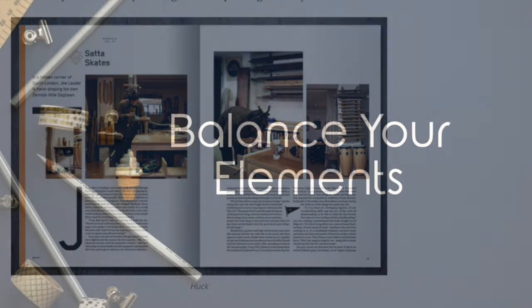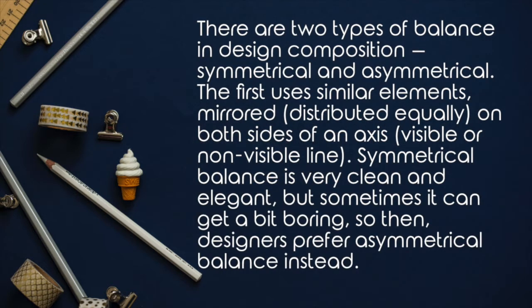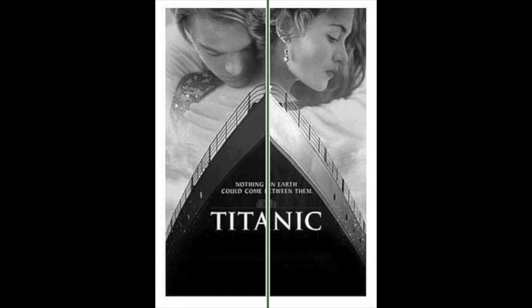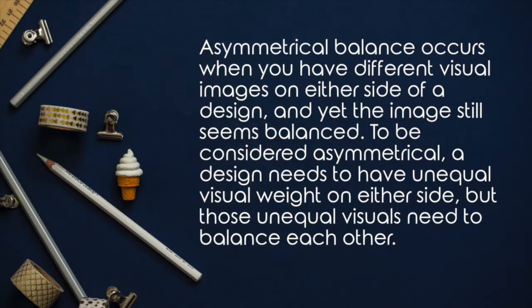The next tip I want to share is this idea of balancing your elements. So there are two types of balance in design composition: symmetrical balance and asymmetrical balance. The first uses similar elements, mirrored, things distributed equally on both sides of an axis. So this could be a visible or an invisible line. Symmetrical balance is very clean and elegant, but sometimes it can get a bit boring. So then designers can possibly prefer something like an asymmetrical balance in their layout design.